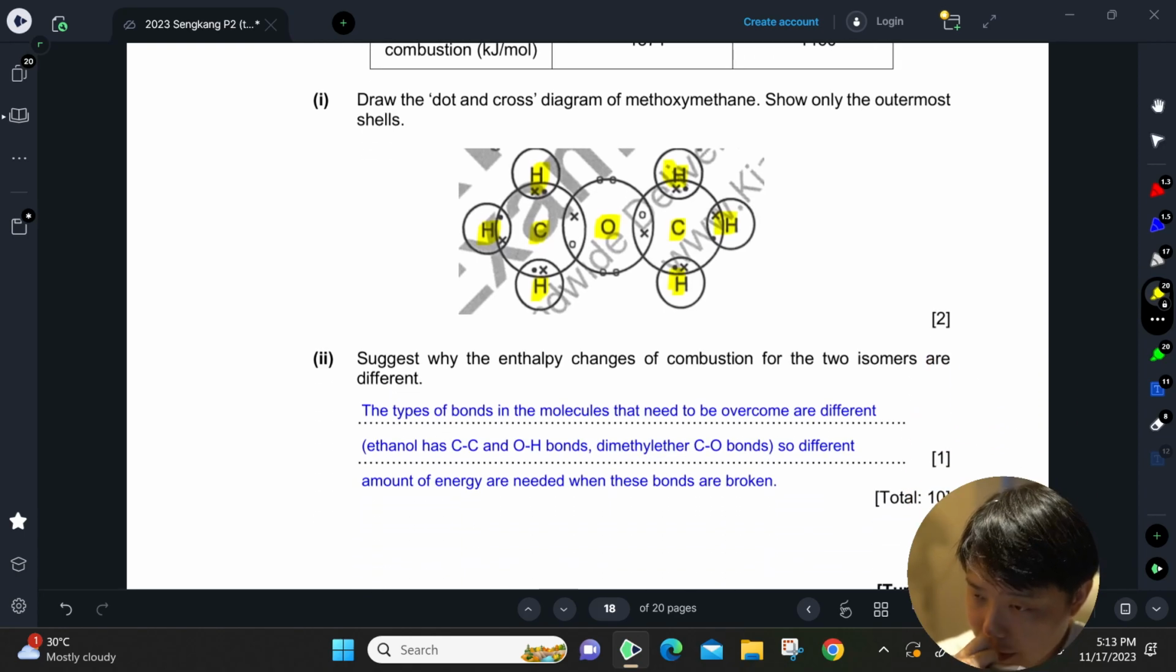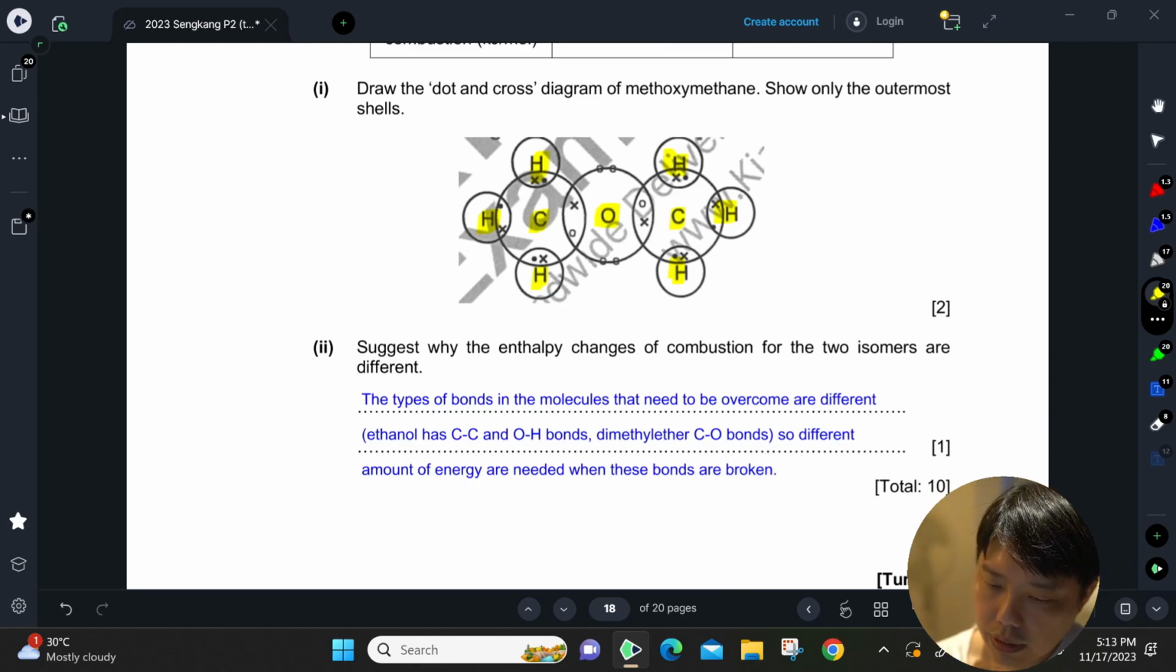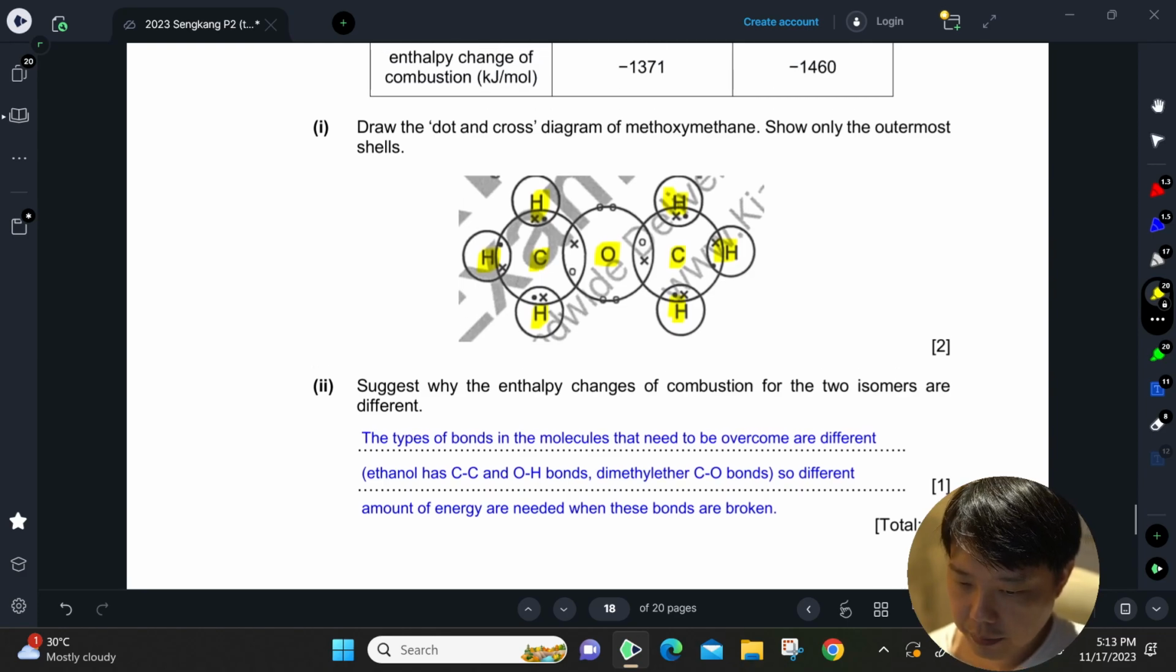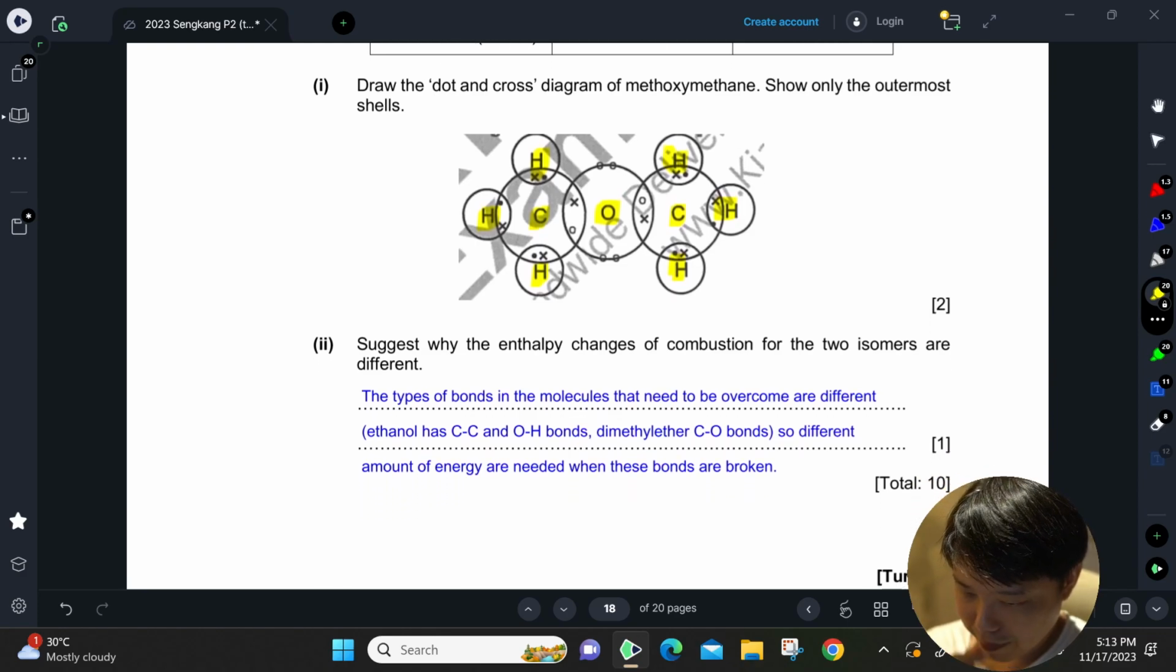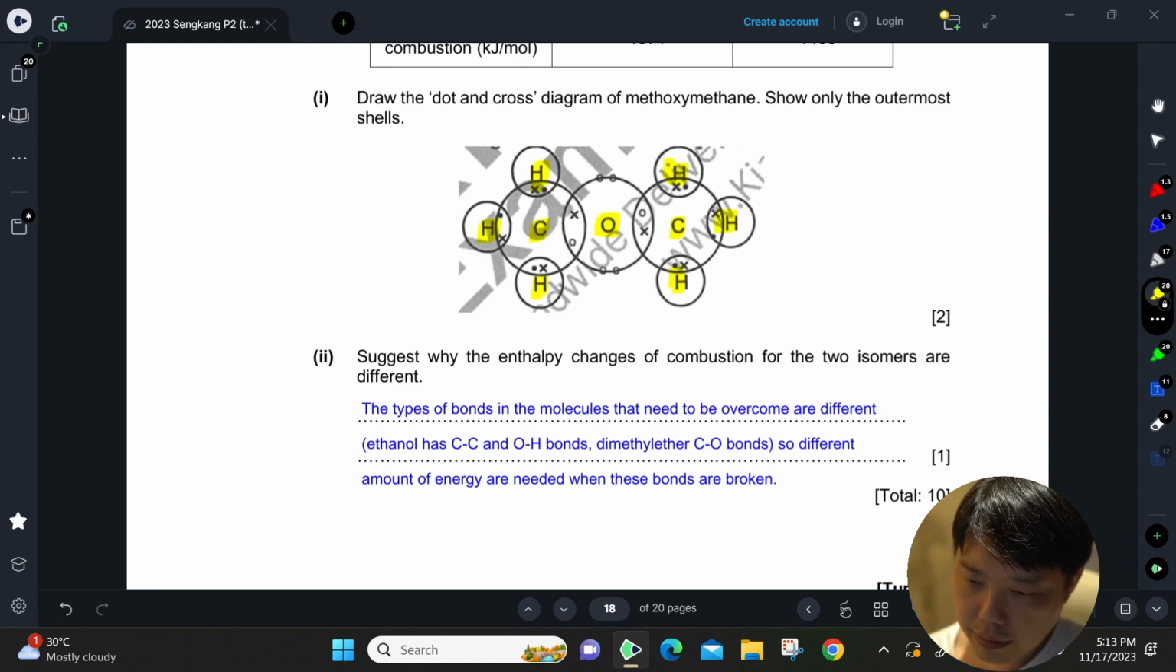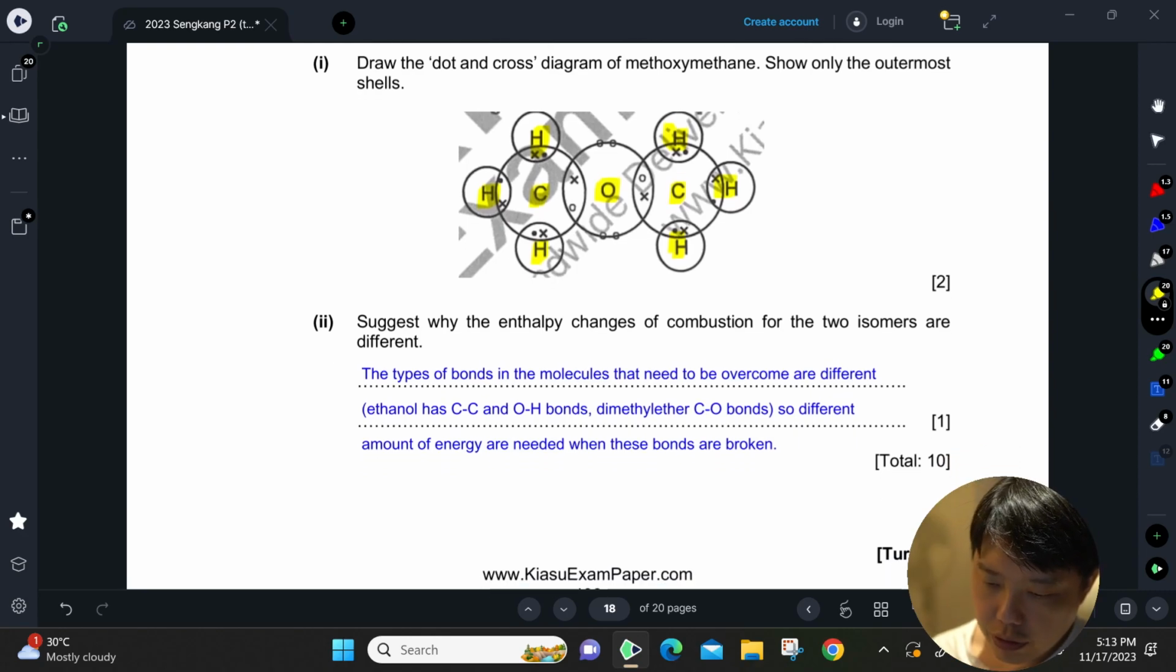Suggest why the enthalpy change of combustion for the two isomers is different. For these two isomers, ethanol and methoxymethane, they have different types of bonds. Ethanol has C-C and O-H. Dimethyl ether has C-O bonds. So different amounts of energy are needed when these different types of bonds are broken.